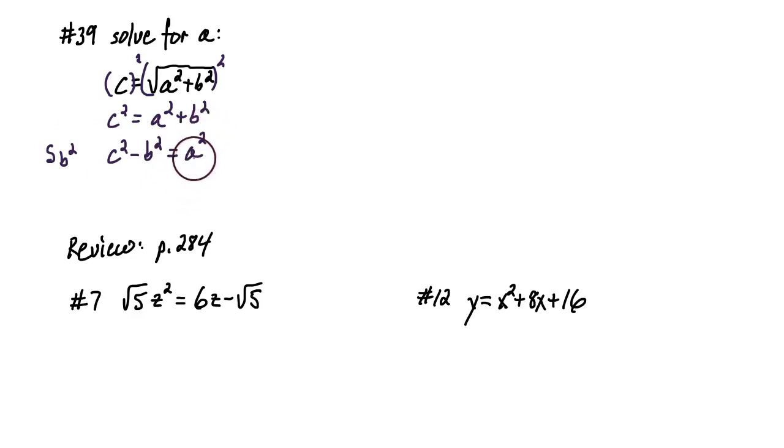Again, we're trying to get the a alone. We have to remove that exponent. So we do square root. So we have the square root of c squared minus b squared is equal to a.